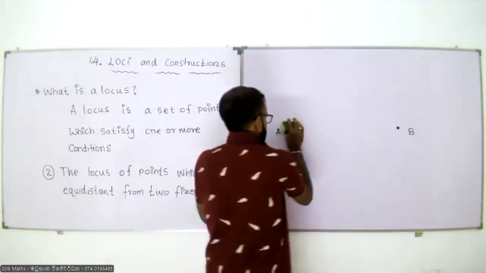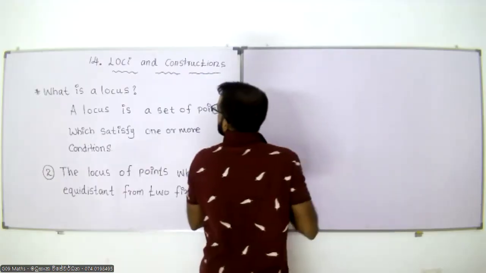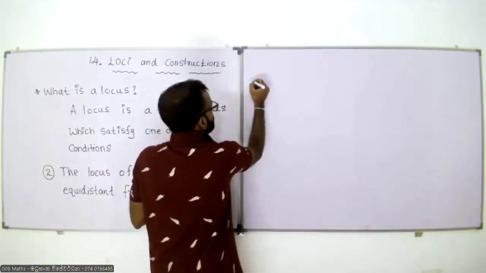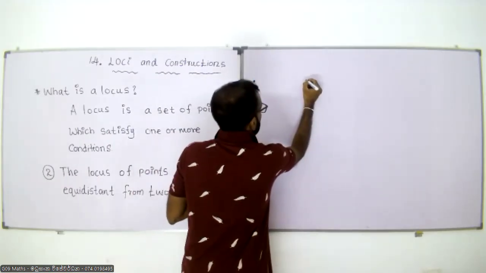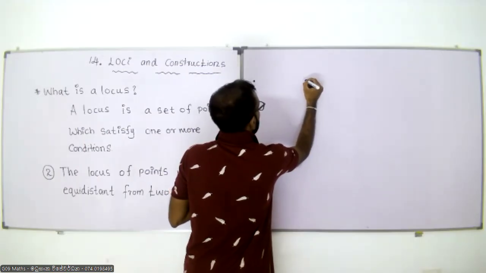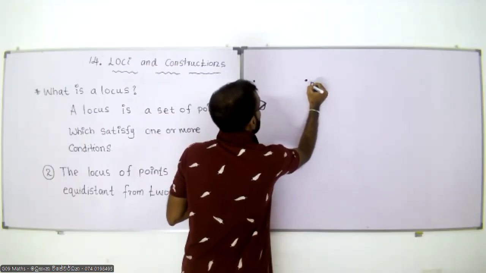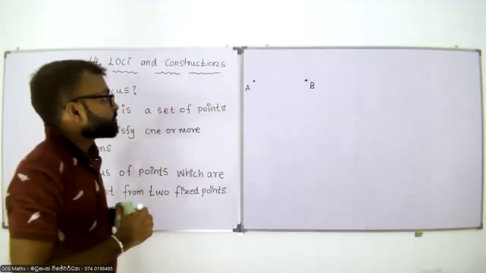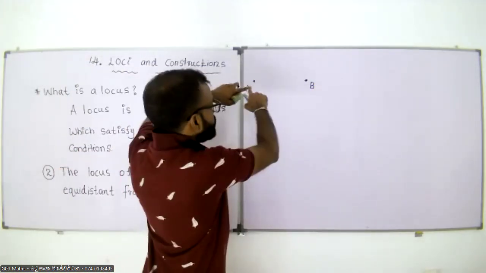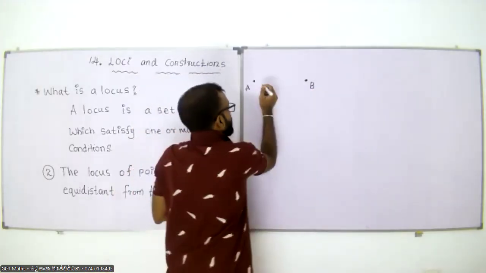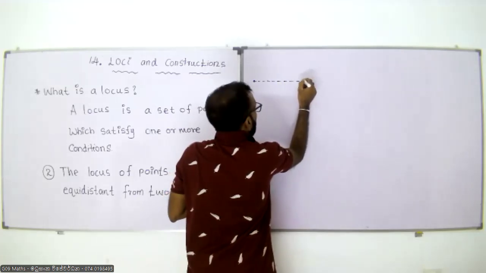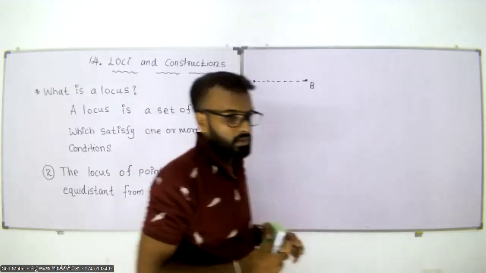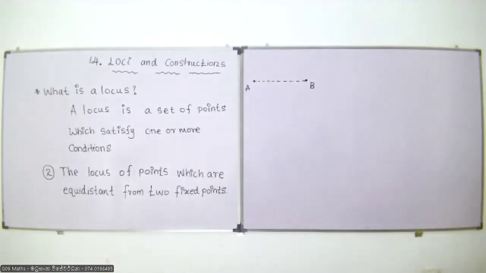This is A and this is B. And join them by using a dashed line. Right. So take your pair of compasses.